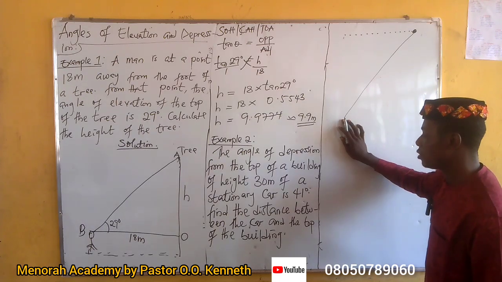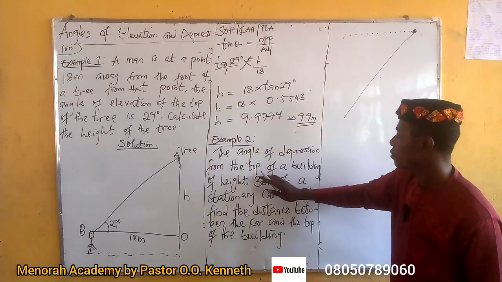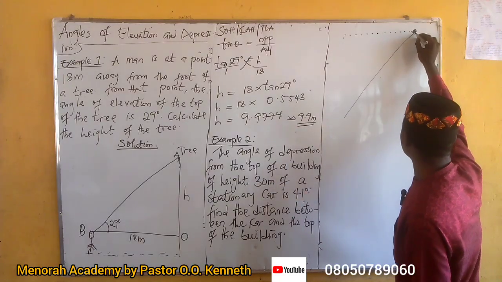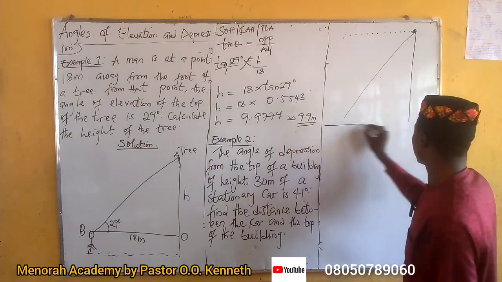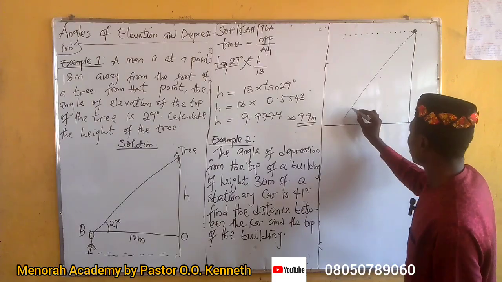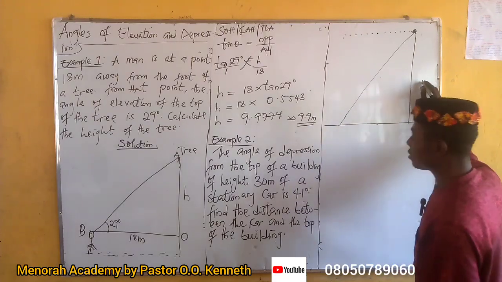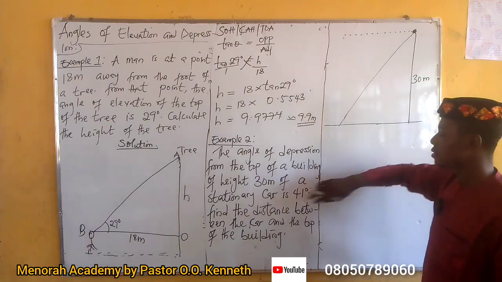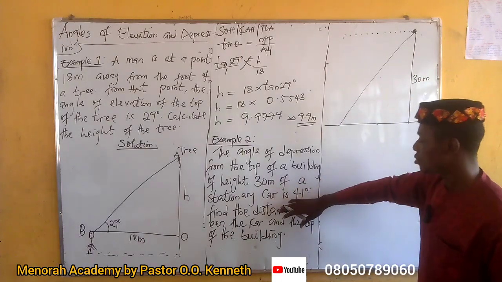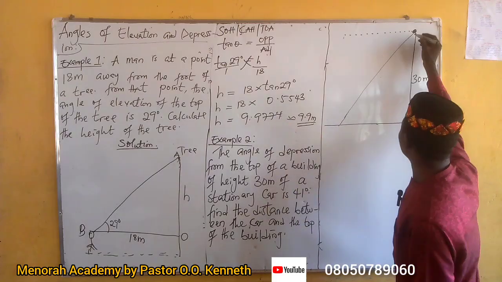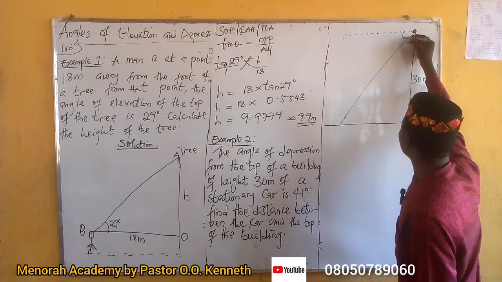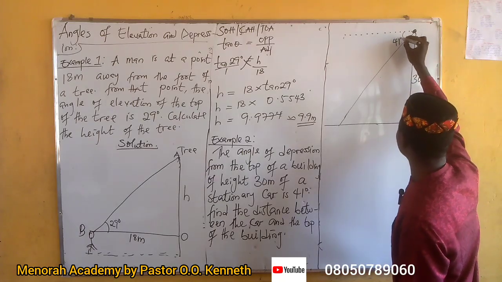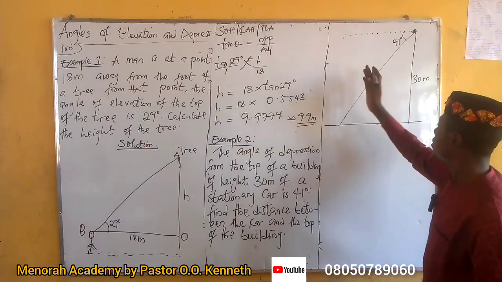They say the angle of depression from the top of a building of height. So this is a building, and this building has a foot. This is the normal ground, and they say the height of the building is 30 meters. The man looked down at a stationary car at an angle of depression of 41 degrees. That is his angle of depression.